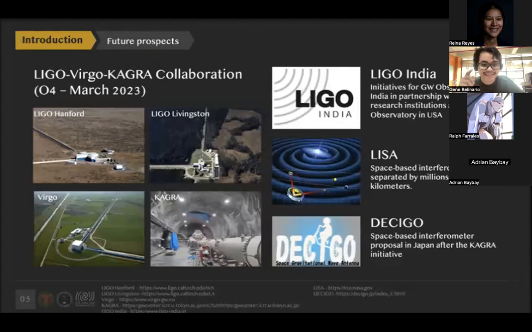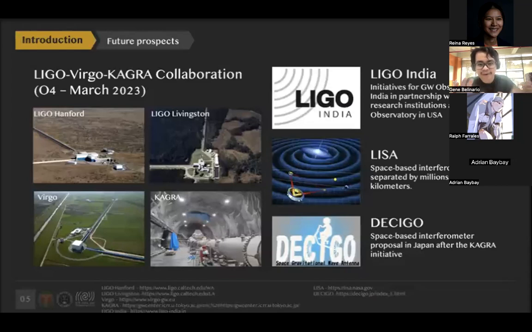And then we also have the famous LISA, a space-based interferometer consisting of 3 spacecraft separated by millions of kilometers. We expect that the frequencies of LISA will fill in the gap between the unresolvable frequencies of the ground-based observatories. Then we also have DECIGO. It's also a space-based interferometer, based in Japan, proposed after the KAGRA initiative.